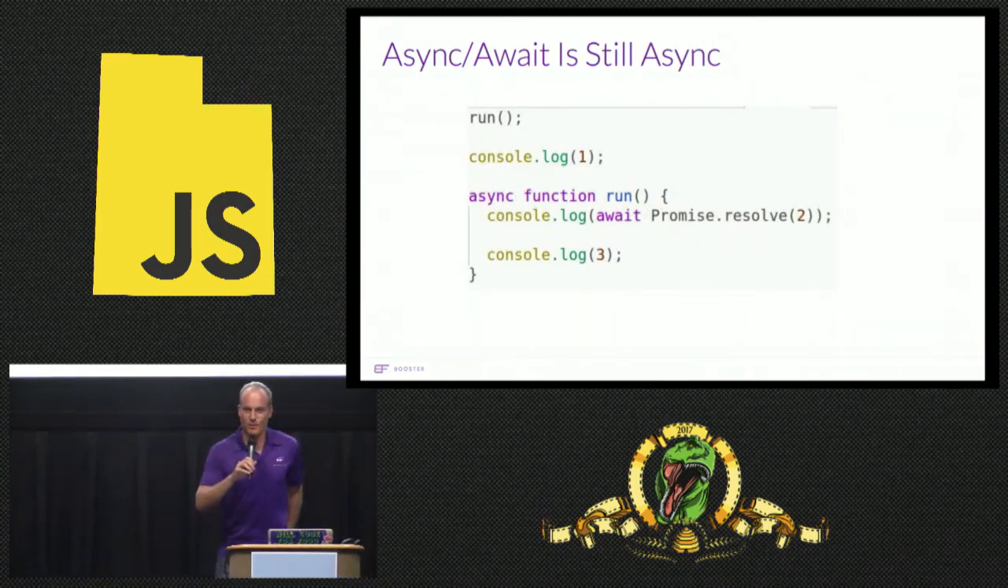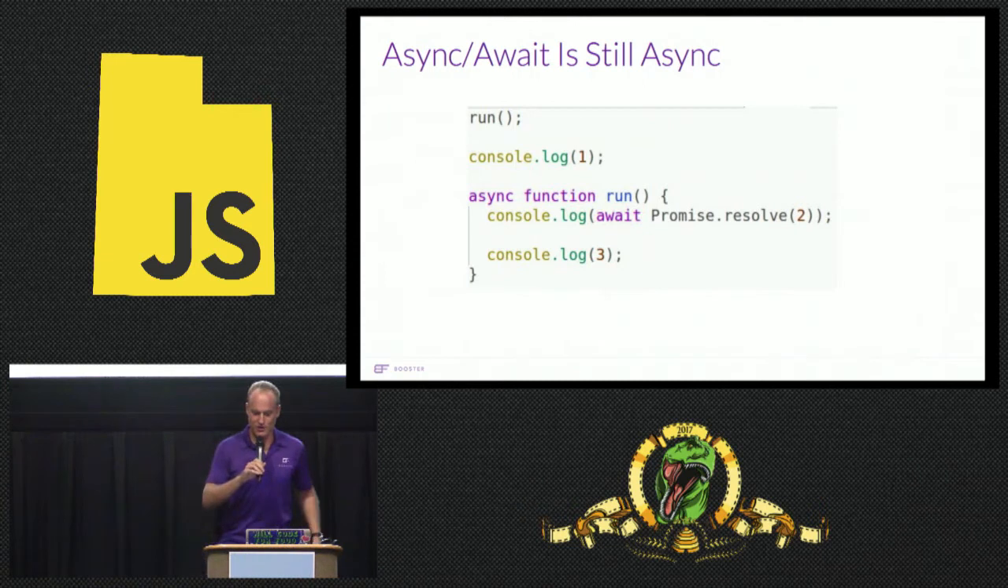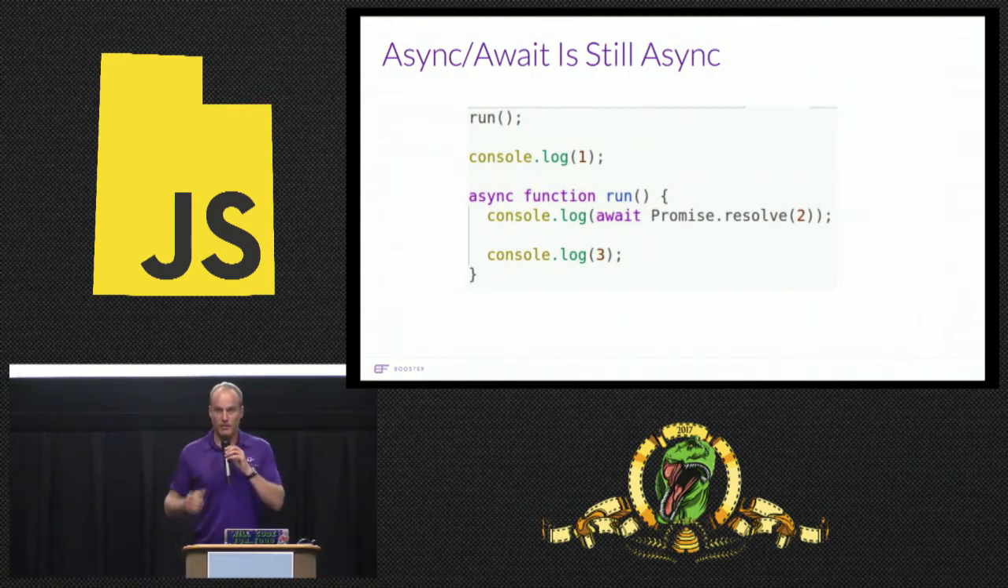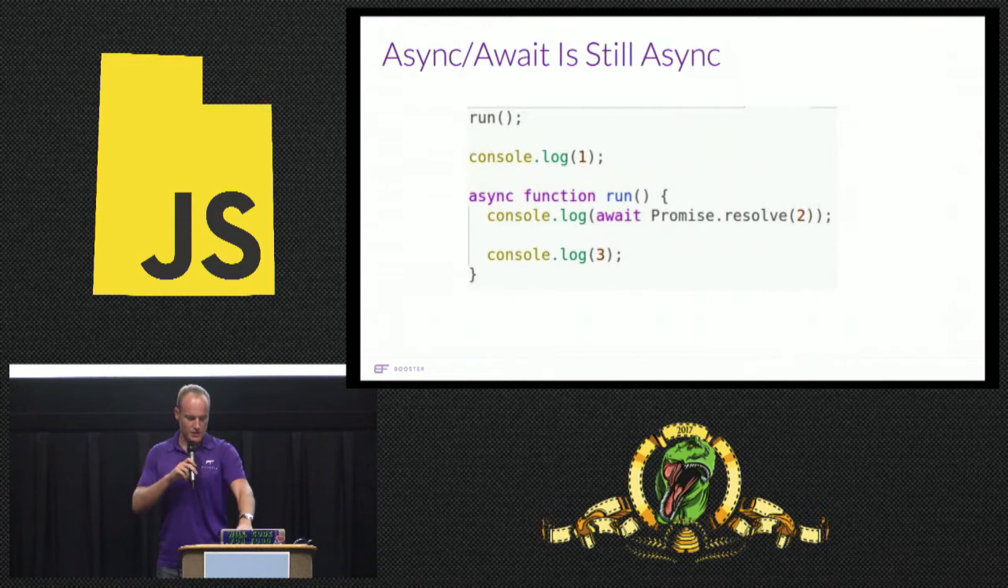So now this is another one. This is one that will actually print out 1, 2, 3, because run will start executing. It will await until the next tick of the event loop for this promise to resolve. So it'll start by executing 1, and then the next tick it will print out 2 and then 3 in the same tick.